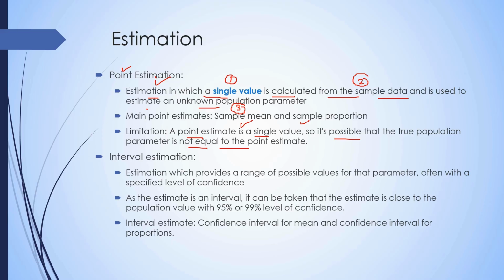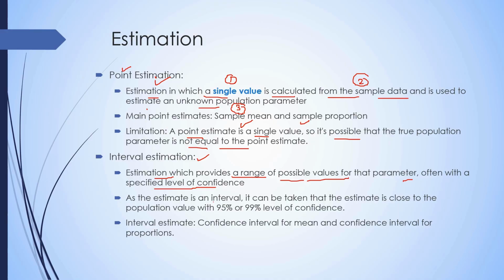The second is interval estimation. As the name suggests, here there is not a single point, there is a range, an interval involved. Estimation which provides a range of possible values for that parameter, often with a specified level of confidence. We'll see what level of confidence is later in the video. For now, just understand that interval estimation provides a range of possible values for that parameter, often with a specified level of confidence.